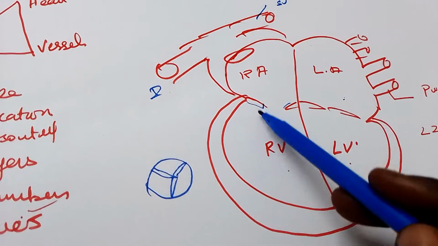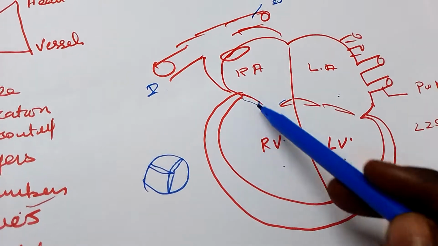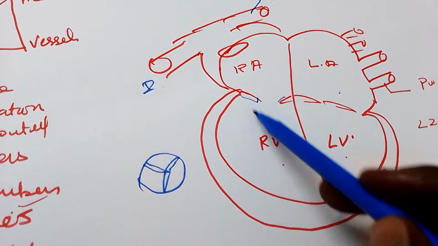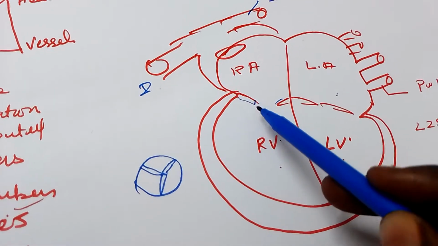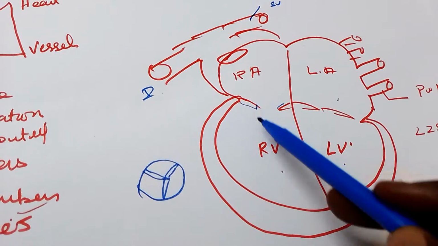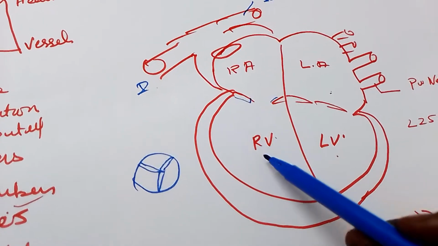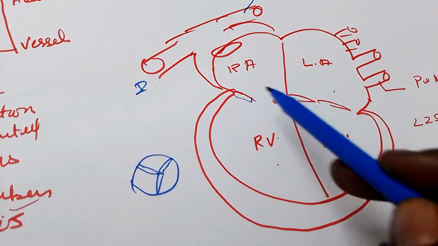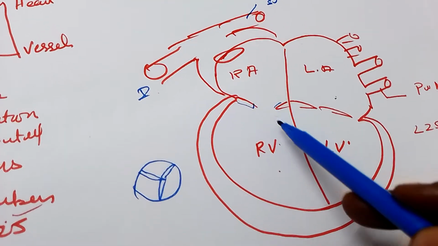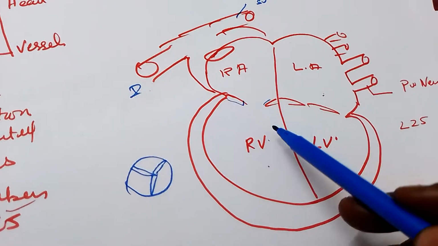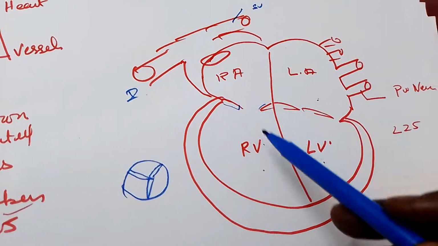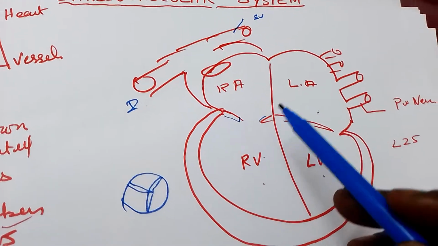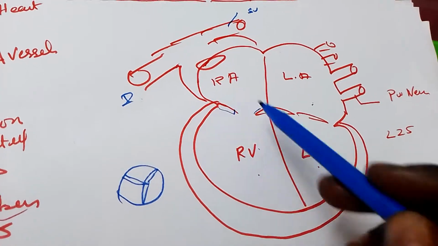The chordae tendineae connect the valve and the papillary muscles. This helps the valve to work in one direction. Otherwise, what will happen? If there is a problem, there will be regurgitation of blood, so complete emptying will not take place. So this is the right side of the heart.